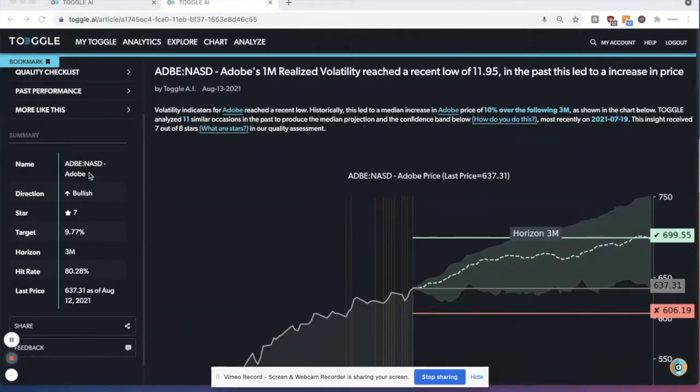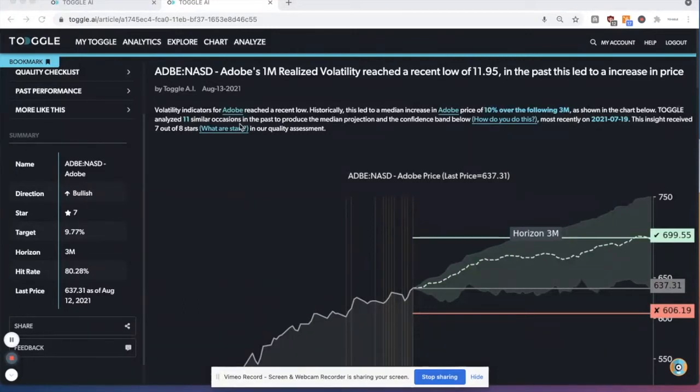history suggests that typically the price rose just shy of 10% over the next 3 months. Assessing the past performance, it looks like Adobe Insights had an 80.28% hit rate. Basically, over 4 out of 5 past episodes resulted in a move up in the price. Toggle makes it easy for you to spot the key bits of the analysis by highlighting them. Here you can see, Toggle analyzed 11 similar occasions in the past where Adobe's 1 month realized volatility reached a low, and what happened after that.